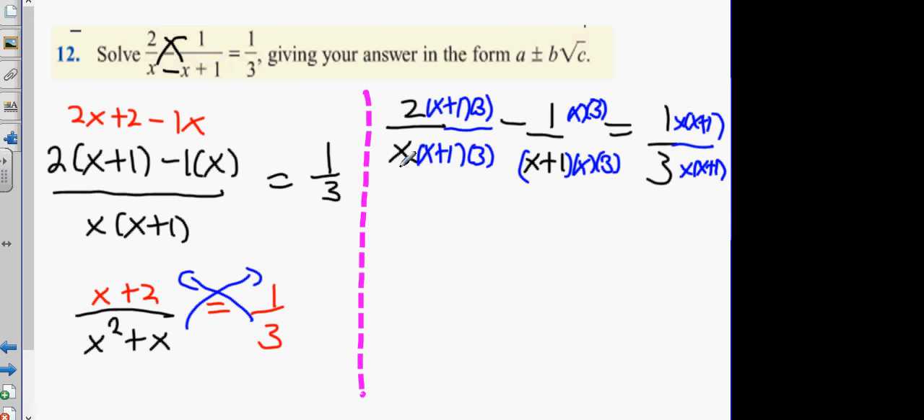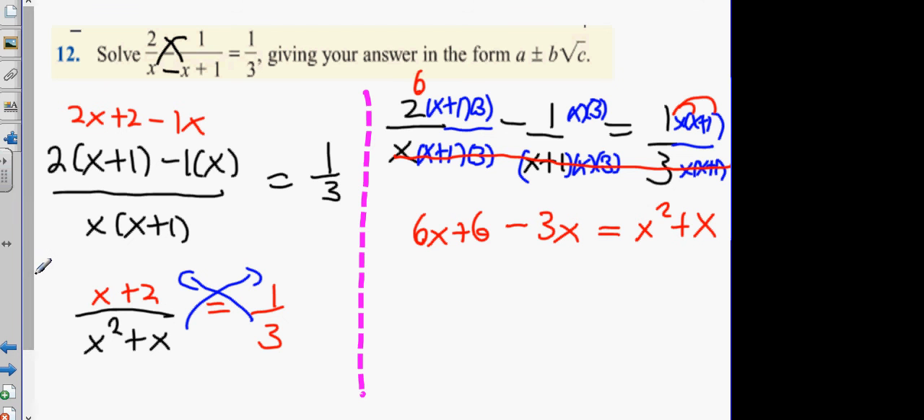Now what happens here is the denominators completely cancel, and what you'll get is 6, 2 times 3 is 6. It's going to be 6x plus 6 minus 1 multiplied by x multiplied by 3 minus 3x, and that will equal x squared plus x. What you'll actually see is both methods are very much identical.